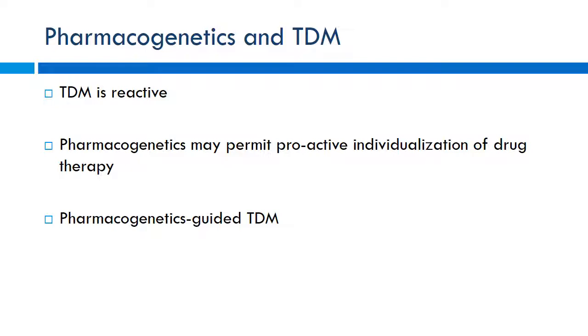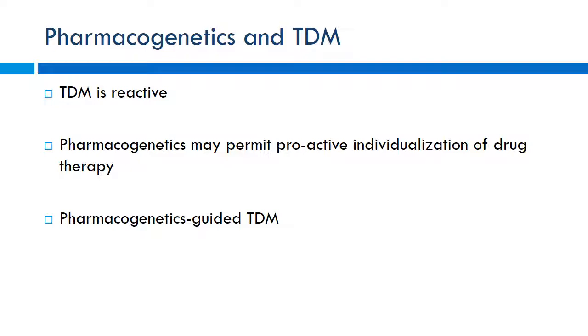So again, considering pharmacogenetics and therapeutic drug monitoring. Therapeutic drug monitoring is in general reactive, right? We prospectively assess the patient, give them a dose and a regimen, and then when the levels come back, we react to that and say, okay, we're going to change this from 500 to 400 milligrams every 8 hours, whatever it happens to be.